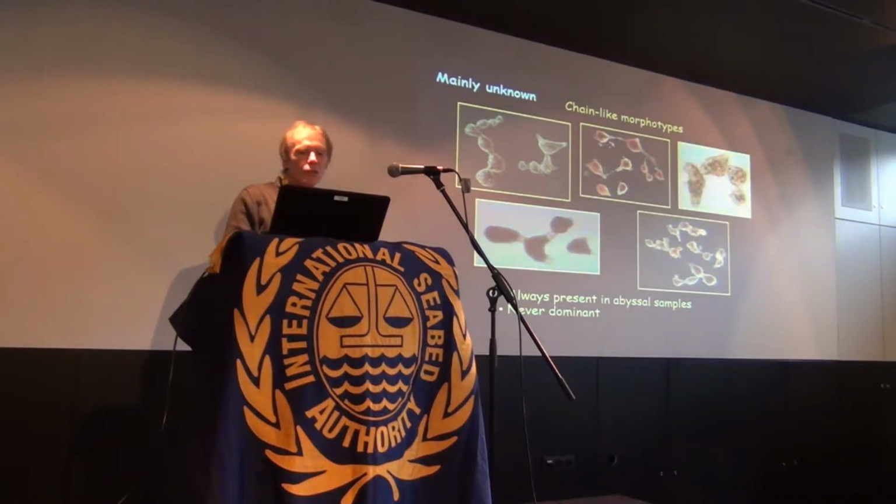And then we have these chain-like morphotypes. Again, I don't know where these fit in really. I mean, are these monothalamids, which have budded new chambers, or are these some kind of true multi-chambered forms? It's not really clear what these things are at all. They're always present in abyssal samples, but they're never dominant.